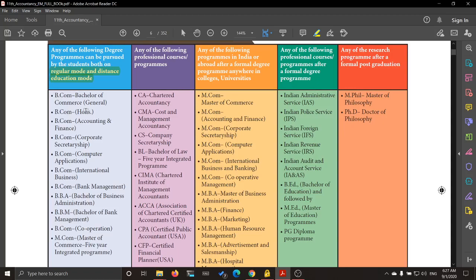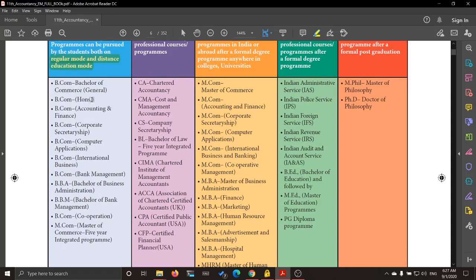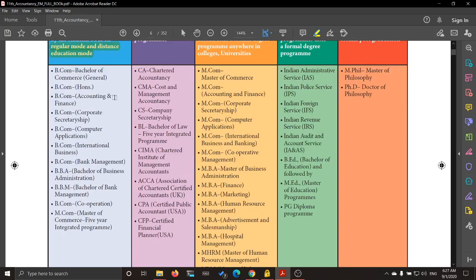Then BCom honors. Usually this honors we don't do here in India. It is usually done in the UK. It is a 4-year course, whereas BCom is a 3-year course. Then BCom accounting and finance. Now these are the various splits from BCom, but what I feel, if you do pure BCom, then all this becomes very easy for you.